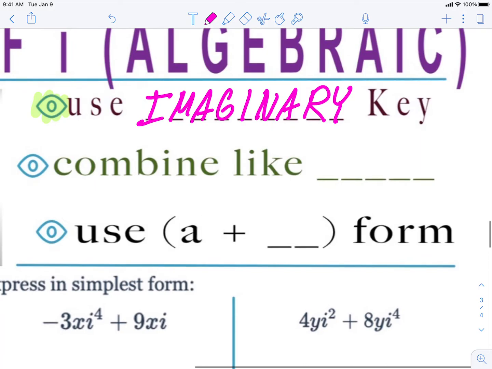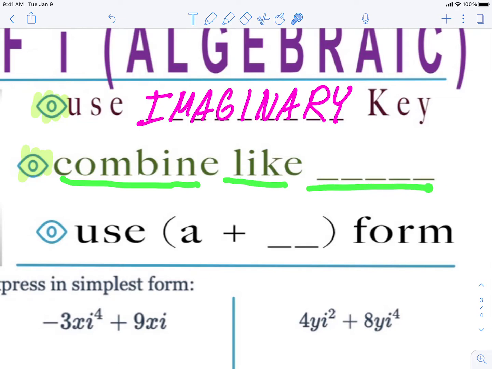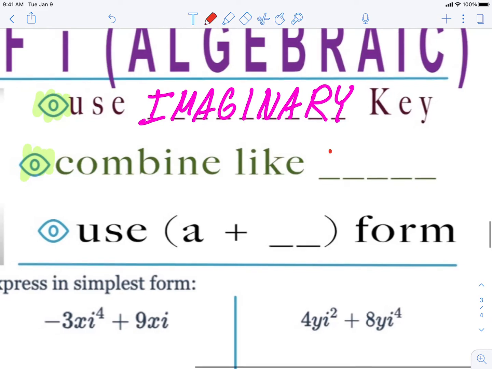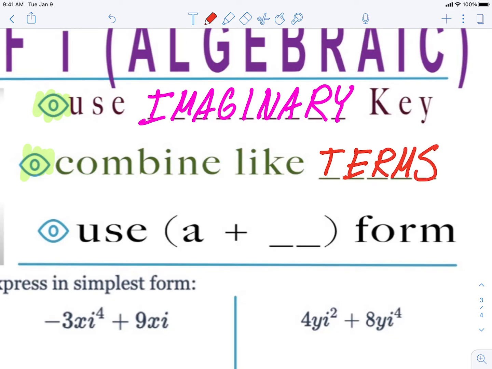Okay. Next, it says combine, right? Our next bullet point says combine like, combine like what? You guys know. Yes, exactly. Terms. We are going to combine like terms whenever we can combine like terms. We're not going to force it. If we can't combine like terms, then we can't. It is what it is, right?